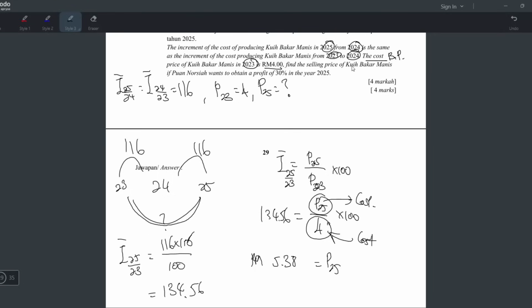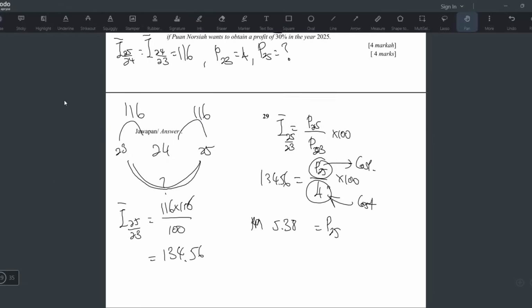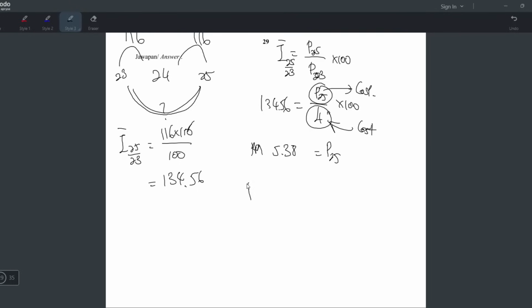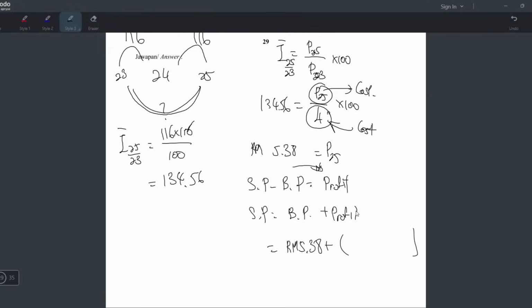But they are asking you the selling price in 2025 if she wants to obtain 30%. So how to get profit? Okay, the formula: when you take selling price minus the buying price, you get the profit. So in order to find selling price, you can take the buying price, means the cost, plus the profit. Because this one you move over there. And the buying price will be the cost, which is 5.38 in 2025, right? But you have to plus with profit, and the profit they want to earn 30%. So you have to plus 30% times the 5.38.